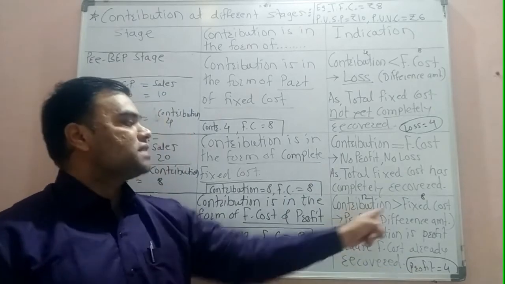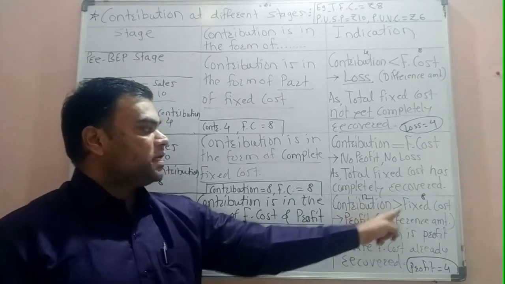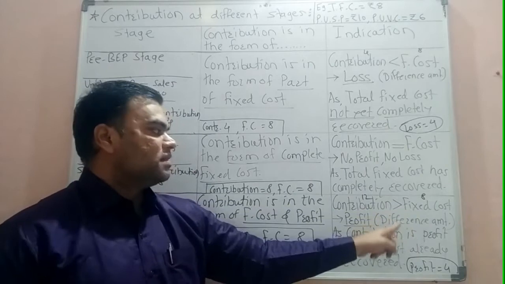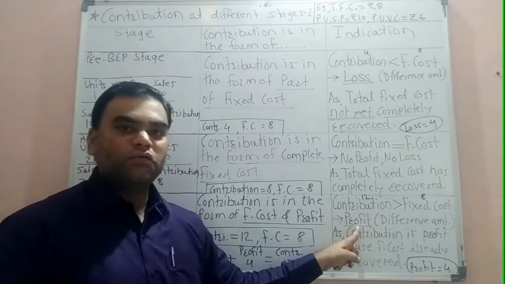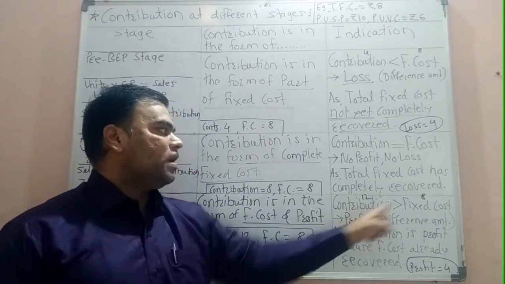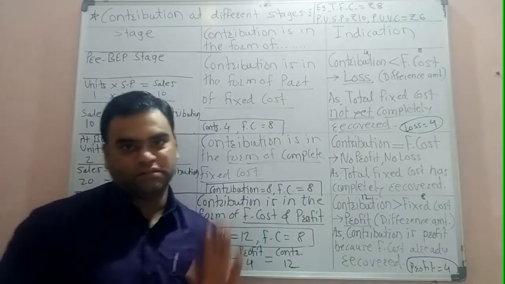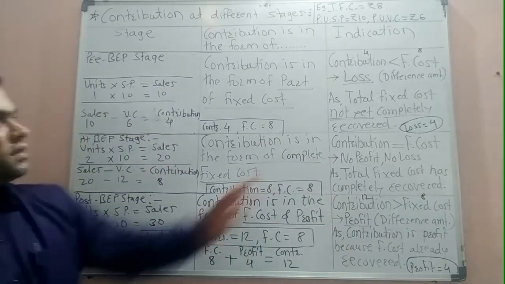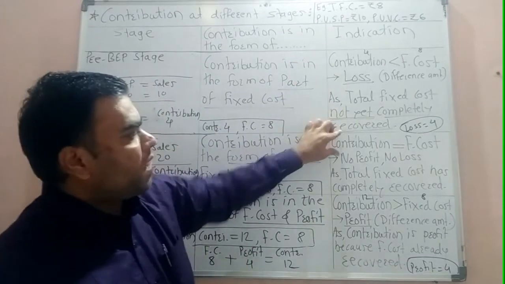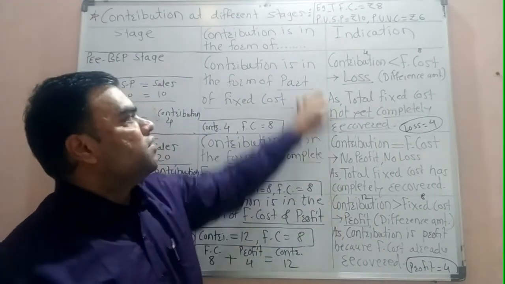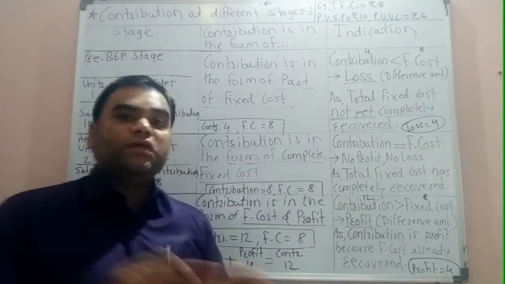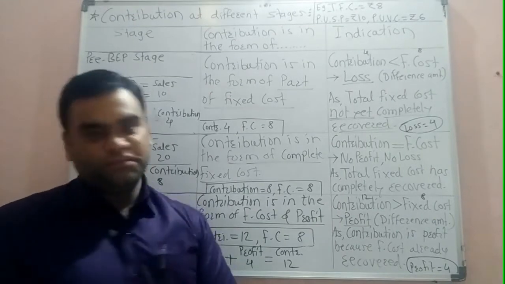So you can see this equation. If contribution is greater than fixed cost, then the difference amount is the amount of profit. So 12 and 8, the difference amount is 4, and 4 is a profit. By using this equation, we can understand at which stage we are now.